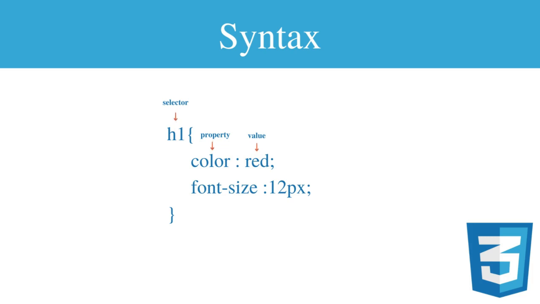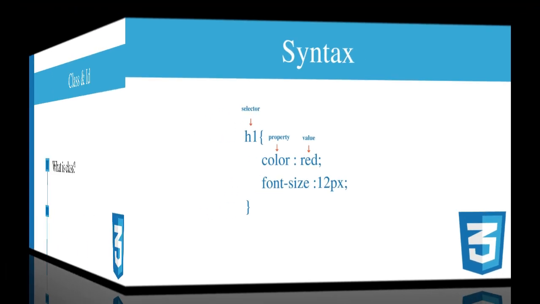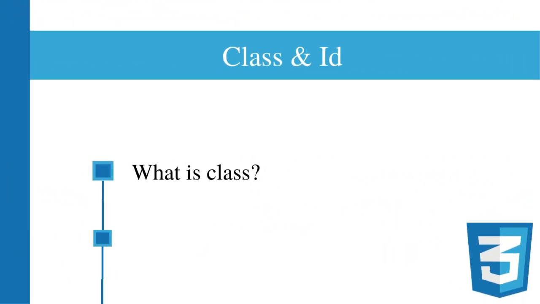So some of you may have a question like what is class and id? What is class? The HTML class attribute is used to specify a class for an HTML element. What is id? id is used to specify a unique id for an HTML element. You cannot give the same id to different elements.